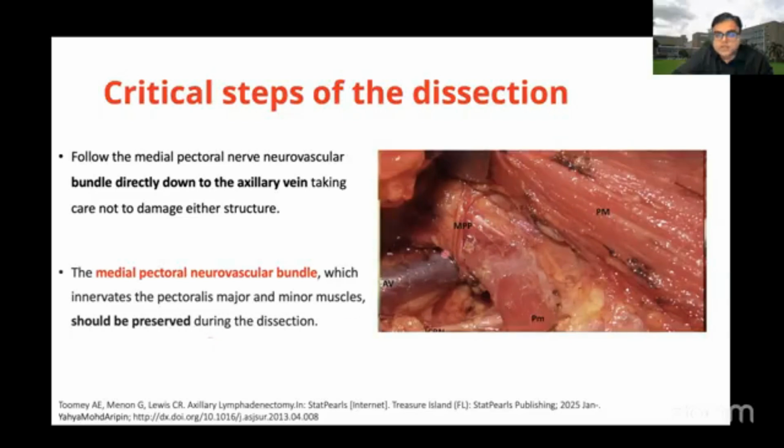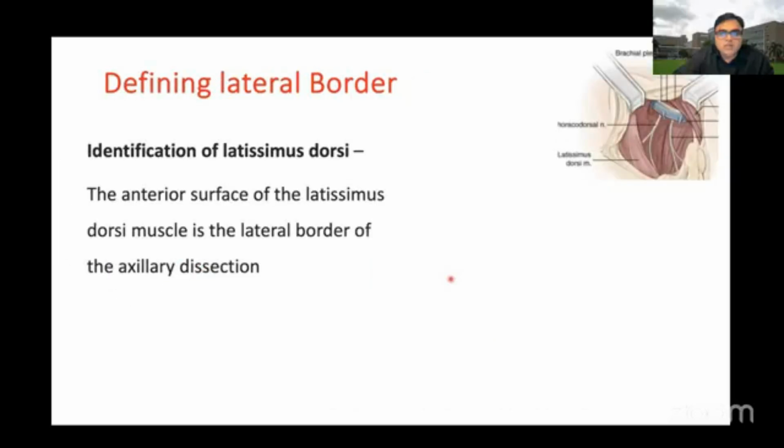So this is a picture. Here you can see MPP, and this is the pectoralis minor, pectoralis major, and axillary vein, and that's 1 centimeter above and almost 1.5 centimeter below this bundle. So there are different approaches. You can do the superior medial dissection, superior dissection, or you can define the lateral border and then come over the superior and superior medial dissection.